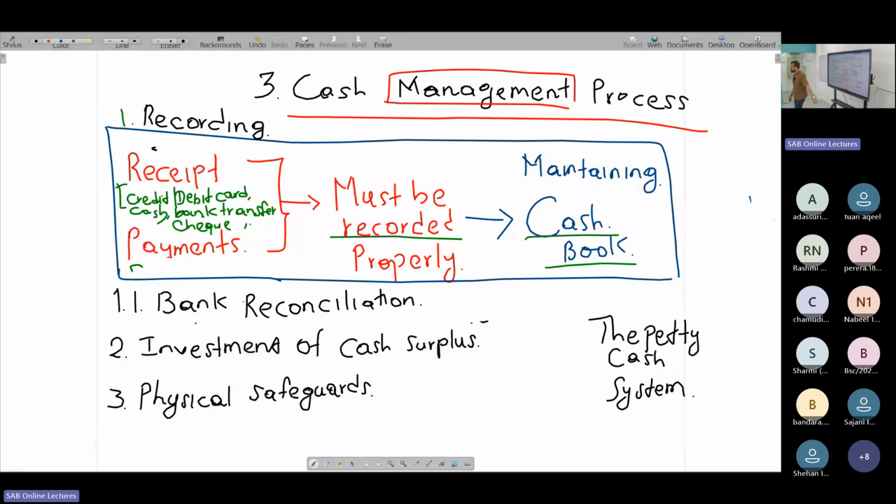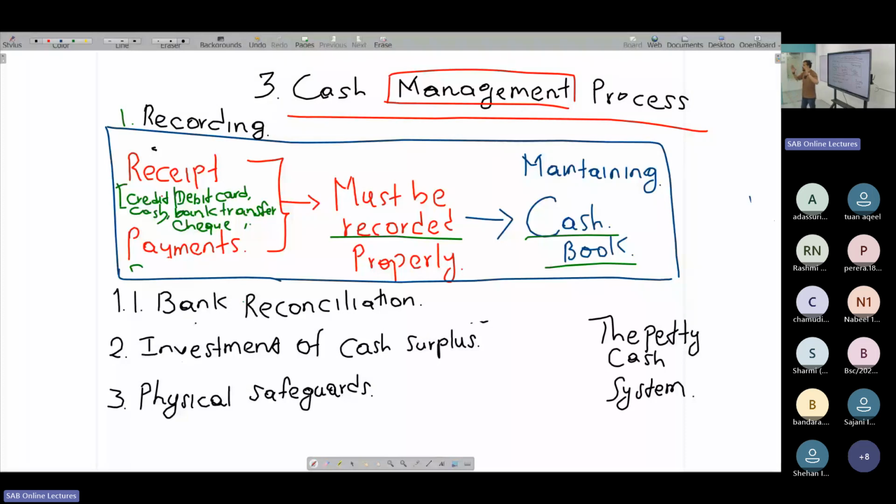Petty cash system. This is not part of the cash management process. It is a separate topic. The petty cash system we will discuss separately under cash management process: how the petty cash system should work, the processes, and what documents are involved in petty cash. Those things we will discuss under this topic.